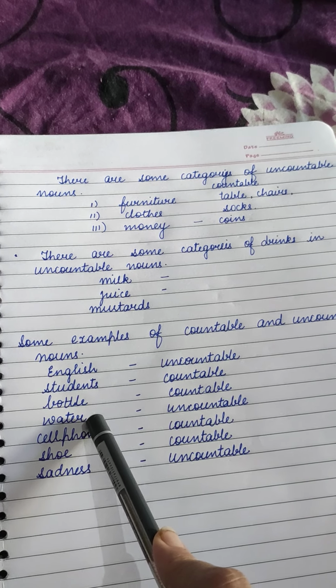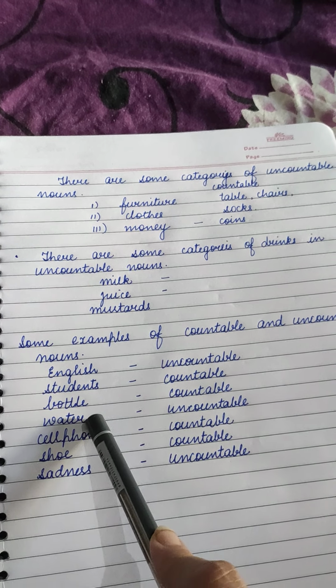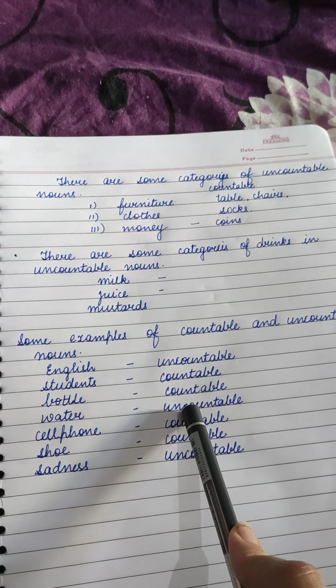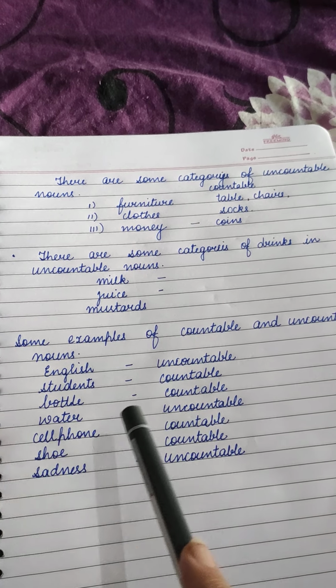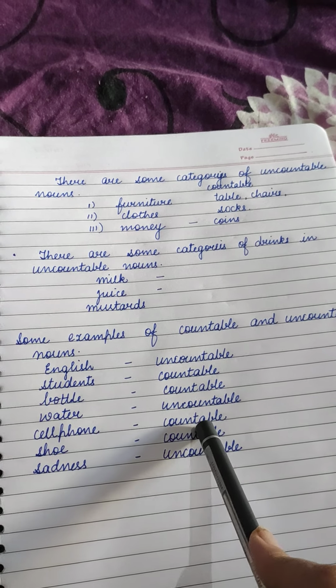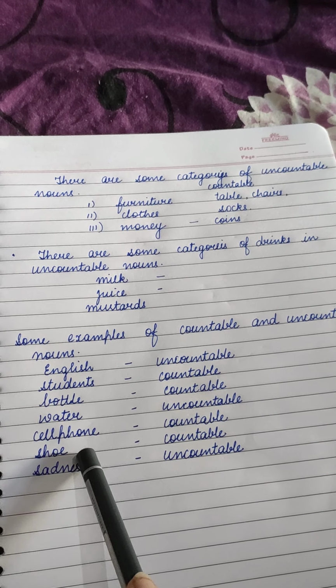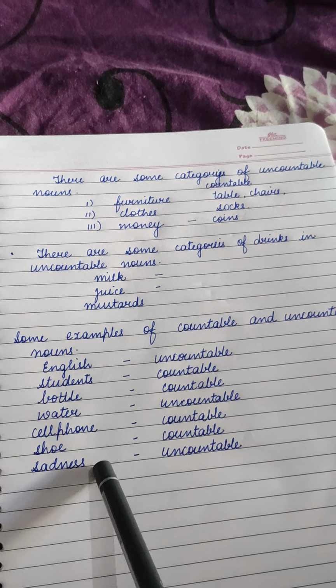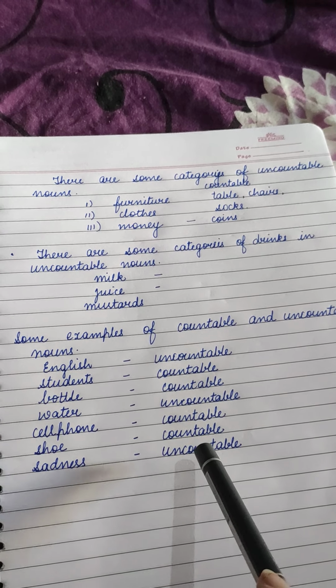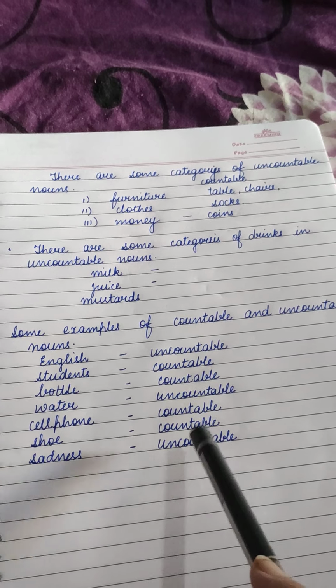Water we cannot count, so that's why it comes in uncountable nouns. Cell phone you can count. This will be considered a countable noun. Shoe you can count. This will be a countable noun. And sadness you cannot count. That's why it is considered an uncountable noun.